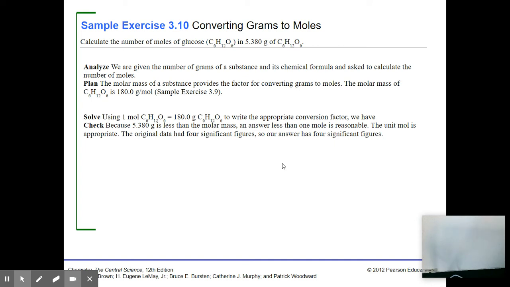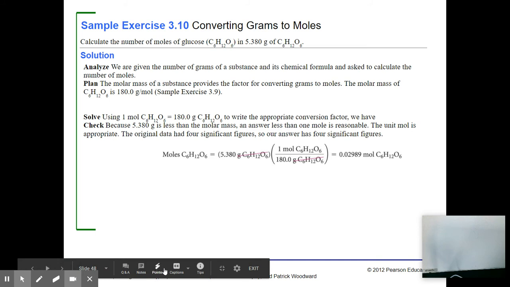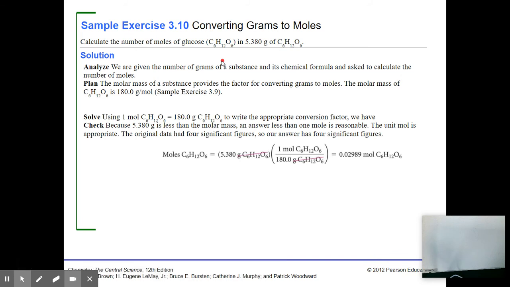Now, converting grams to moles. This one actually does a pretty good explanation here. We are to calculate the number of moles of glucose, which is C6H12O6, in 5.380 grams of C6H12O6. So let's say in our hands we have 5.380 grams of glucose. We need to see how many moles of glucose we have.